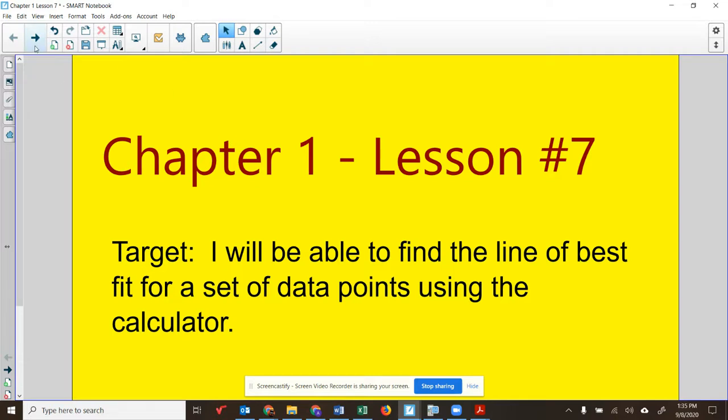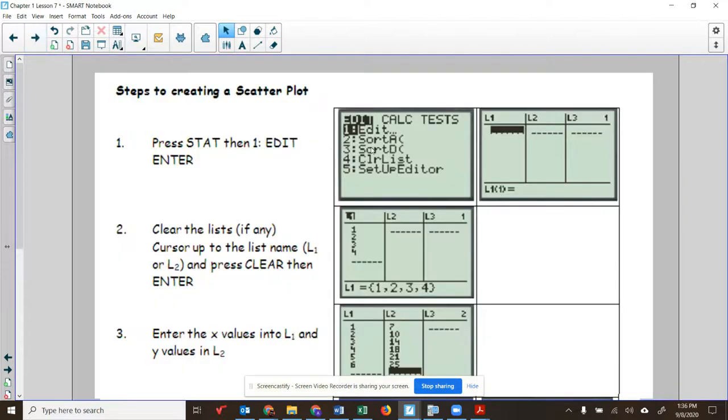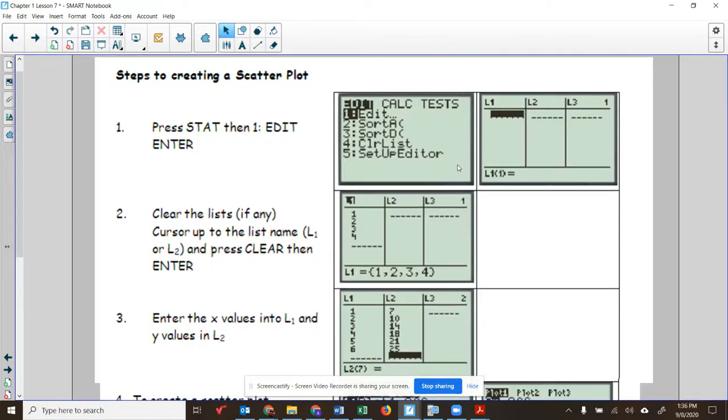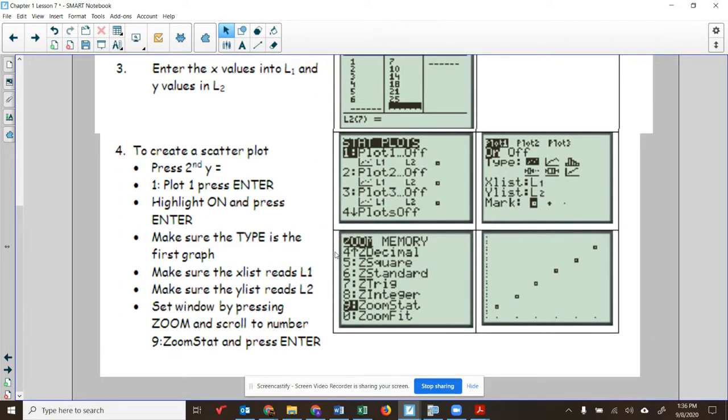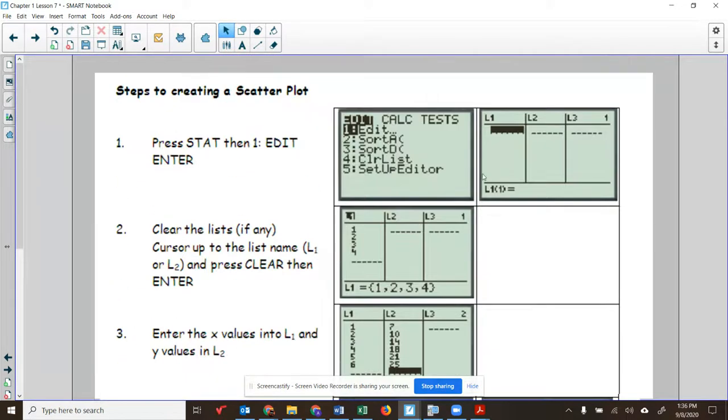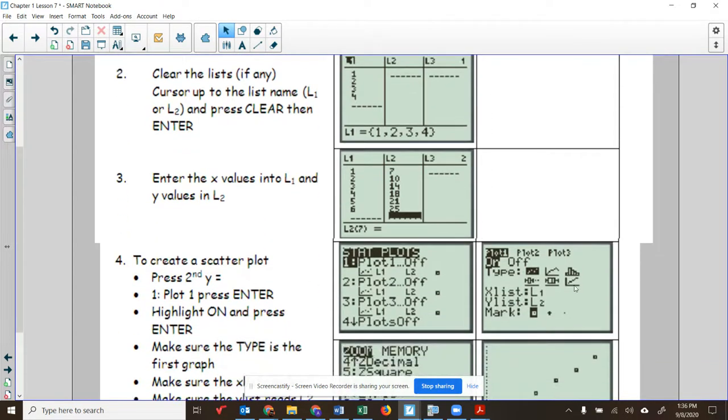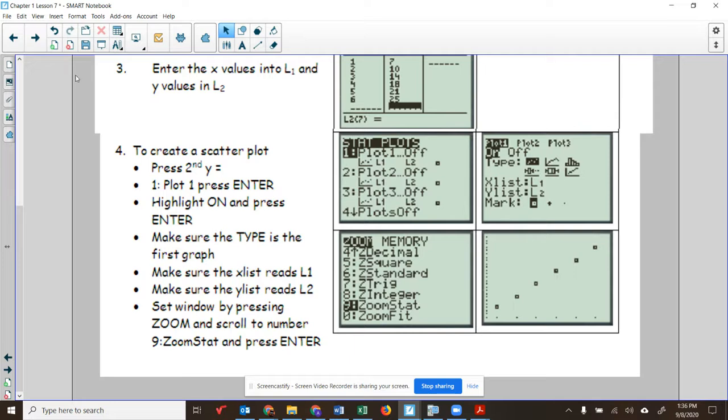So the first couple of slides here, I'm going to just kind of scroll through them. So if you need to read them a little bit, you hit pause in the video, or you can go look at the notes that are on Canvas. This goes through the steps of how to put stuff in. So it's all here for you of how to create a scatter plot and all of that.